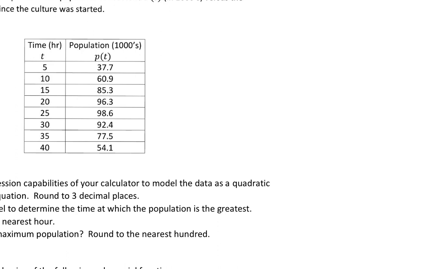So the equation is going to be y equals negative 0.173t squared plus 8.312t minus 1.386. And instead of y, I should have this be P of t equals, just to match the setup of the table.